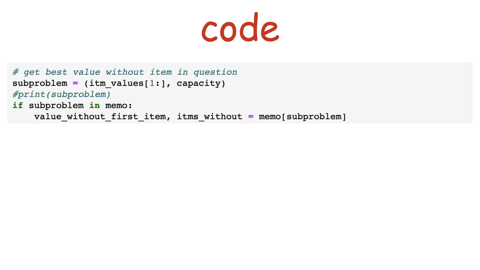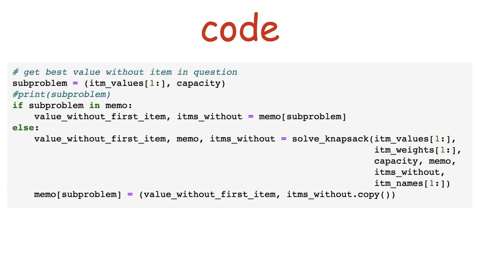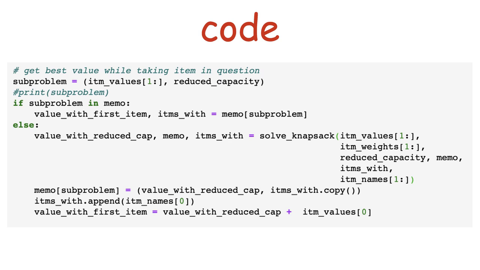If the subproblem is already in the memo dictionary, which means we already solved it, we just need to take the answer from it. But if it isn't, we solve it and store the result in the memo dictionary for future use. The same exact logic applies to the case of taking the first item. With these changes, we now have our dynamic programming function completed.